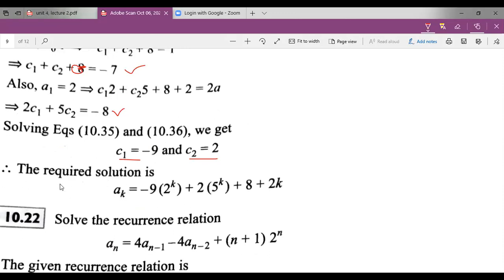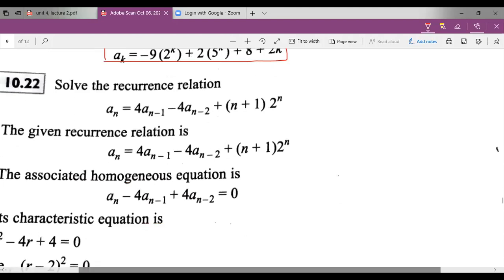We get the complete solution of the given non-homogeneous equation, that is a_k is equal to minus 9 into 2 power k plus 2 into 5 power k plus 8 plus 2k. This is the required complete solution of the given non-homogeneous recurrence relation. Okay. So next problem.